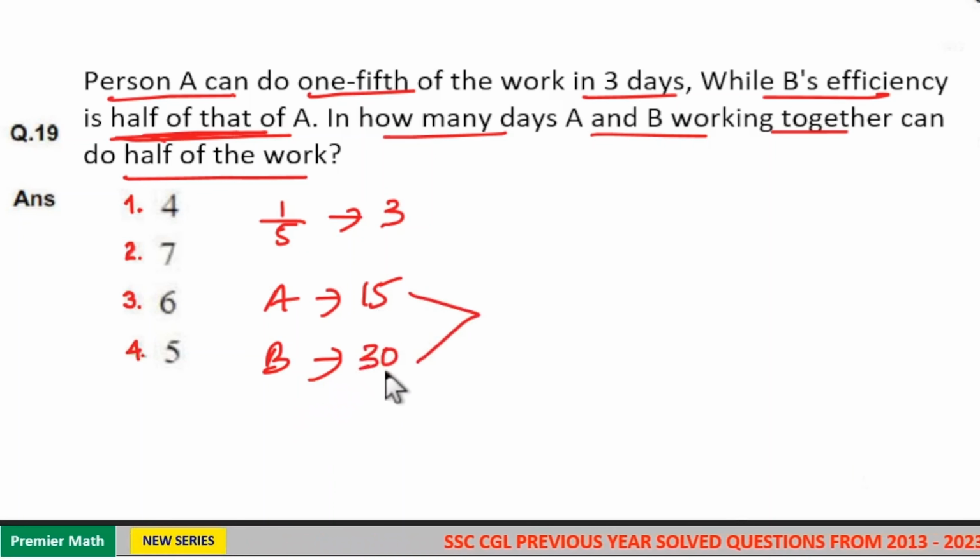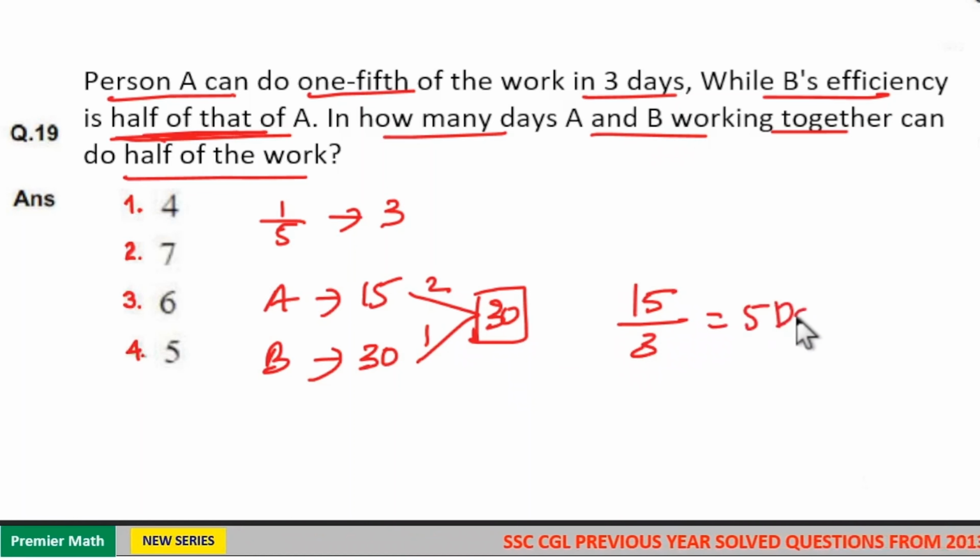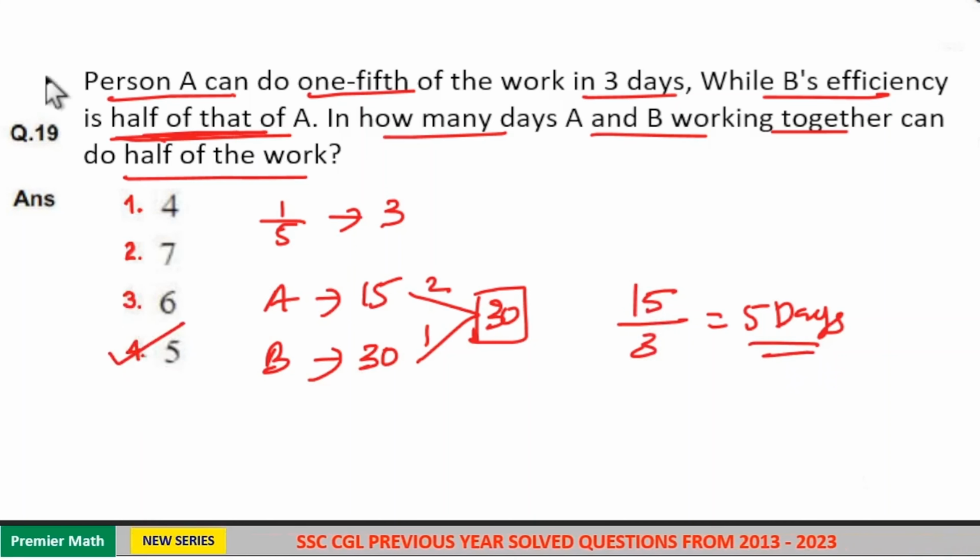Now both are doing the same work, so take the LCM. LCM is 30. 15 goes 2 times in 30, 30 goes 1 time in 30. That is, total work is 30 units and A can complete 2 units of work in a day, B can complete 1 unit of work in a day. Which means A and B together can complete half of the work, that is 15 units, in 15 by 3 days, that is in 5 days. Because in 1 day A and B can complete 2 plus 1, 3 units of work. So 15 units of work will be completed in 15 by 3, 5 days. Option 4 is your answer.